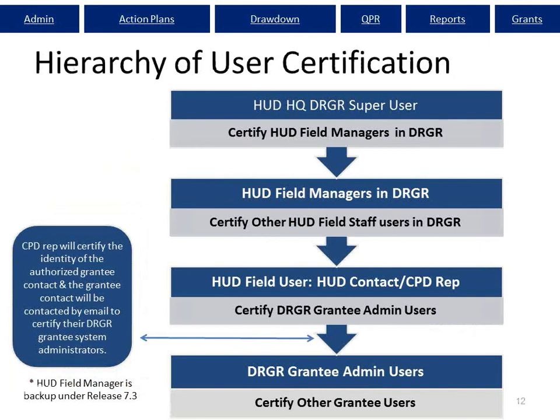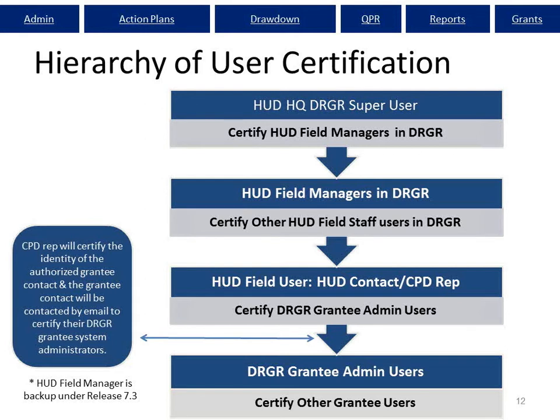One of the most difficult things might be to try to figure out, well, who certifies me? If you're a regular grantee admin user, you're actually going to be certified by your grantee admin user. If you're an admin user, you're certified by your CPD rep, whoever's assigned to your grant in DRGR. So, because you can see there's a whole cascading level of certifications. I certify the field managers, the field managers certify the field staff.